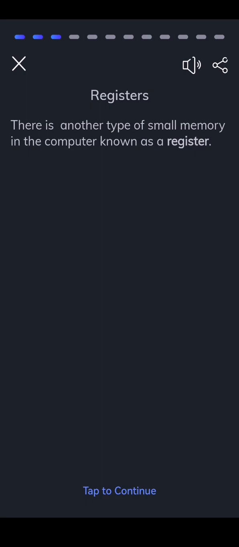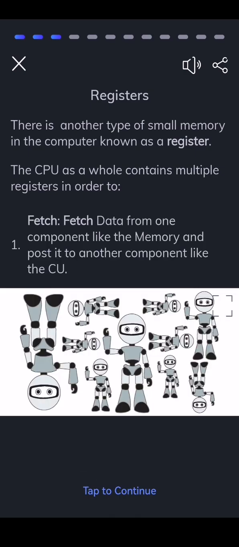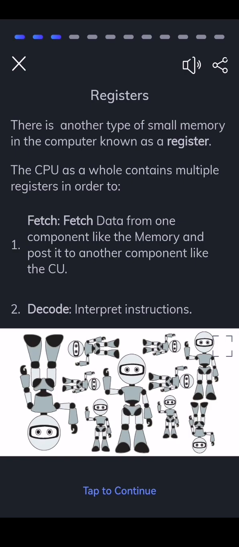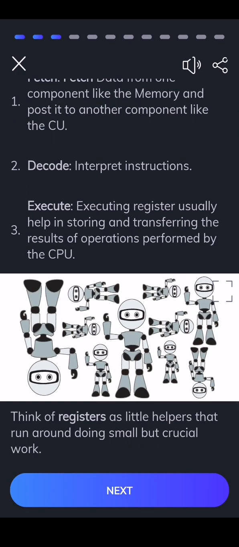There is another type of small memory in the computer known as a register. The CPU as a whole contains multiple registers in order to fetch data from one component like the memory and post it to another component like the CU. Fetch, decode, interpret instructions, execute. Registers usually help in storing and transferring the results of operations performed by the CPU. Think of registers as little helpers that run around doing small but crucial work.